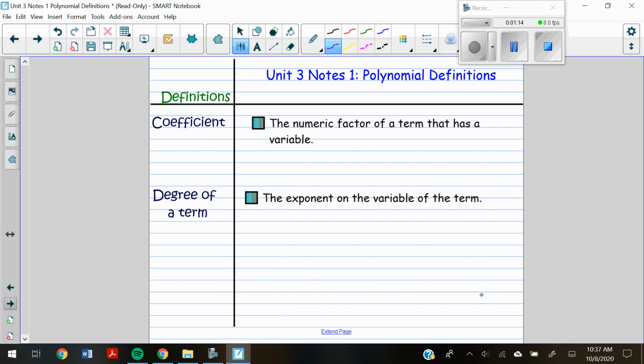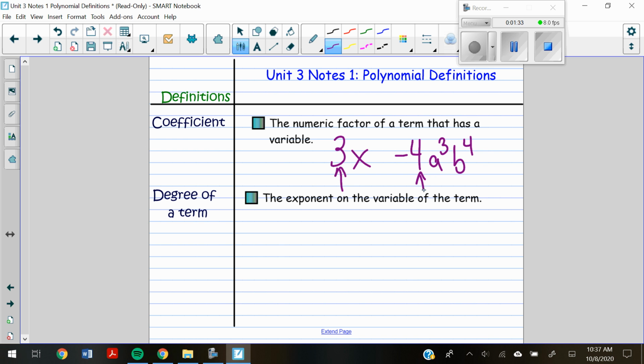All right, the coefficient is the numeric factor in a term that has a variable. So we've talked about coefficients before. If I give you 3x, the coefficient is 3. If I say negative 4, a to the third, b to the fourth, my coefficient is still my large number in the front.